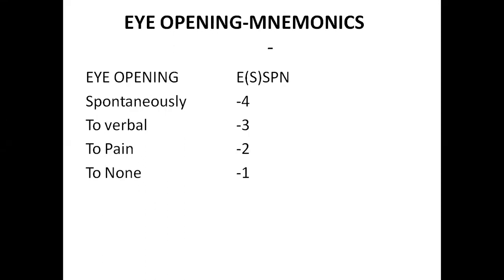To simply remember the eye opening, there's a mnemonic, which is ESPN. There's a famous sports channel, as you all know. E is eye opening spontaneously. So spontaneously it is yes. To verbal, that is to sound, it is yes again. To pain, it is P, and to none, it is N.